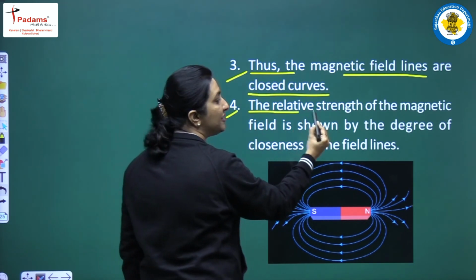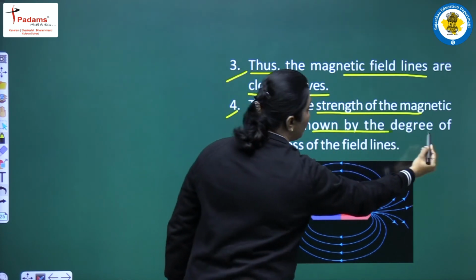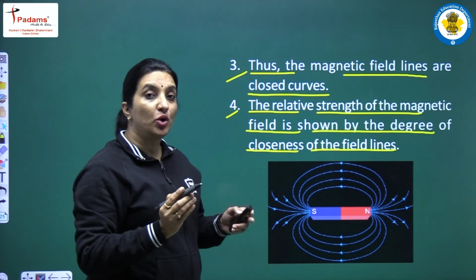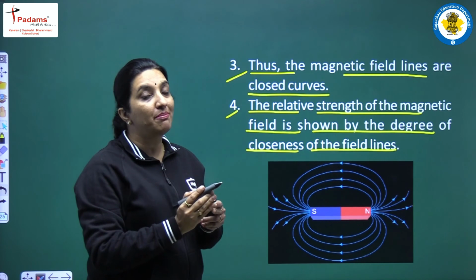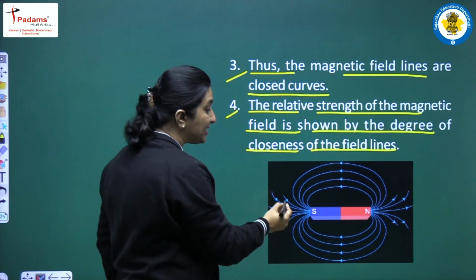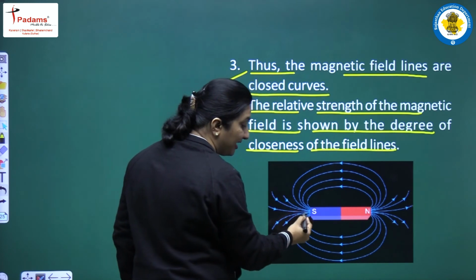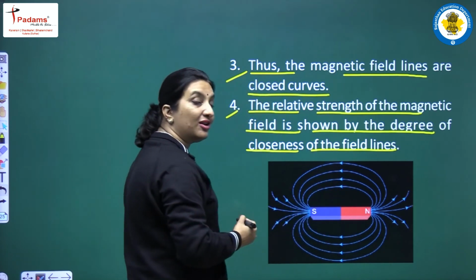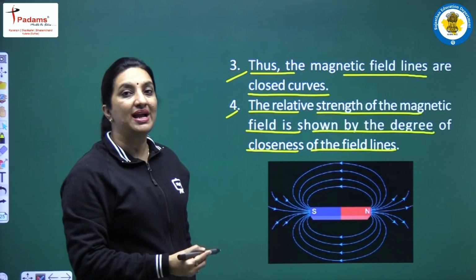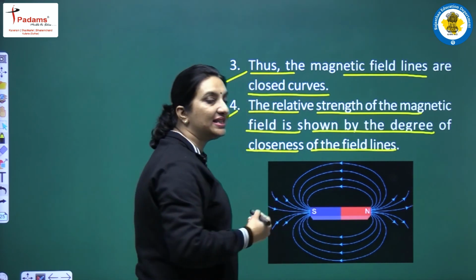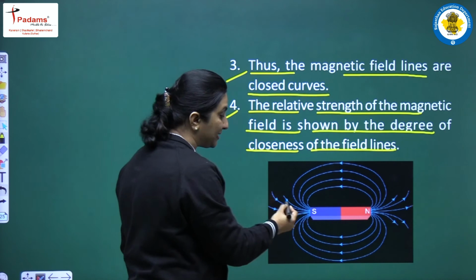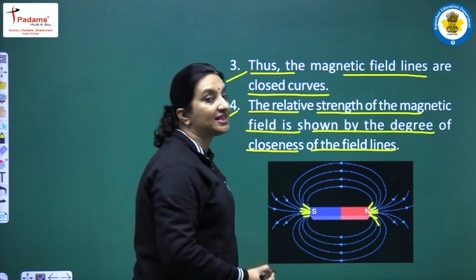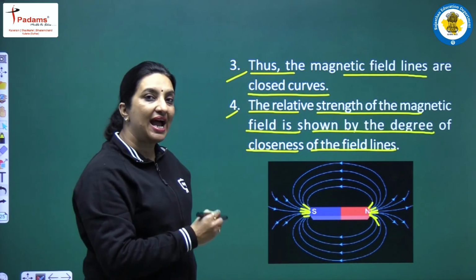Fourth point, the relative strength of the magnetic field is shown by the degree of closeness of the field lines. So what we see is that the closer the magnetic lines are, the stronger the magnetic field is. At the poles, we see that there are more magnetic lines clustered near the south pole and near the north pole. This indicates stronger magnetic fields near the poles. Here you can see this in the figure, students, that we have dense magnetic field lines at the poles. So this indicates that we have stronger magnetic fields at the poles.